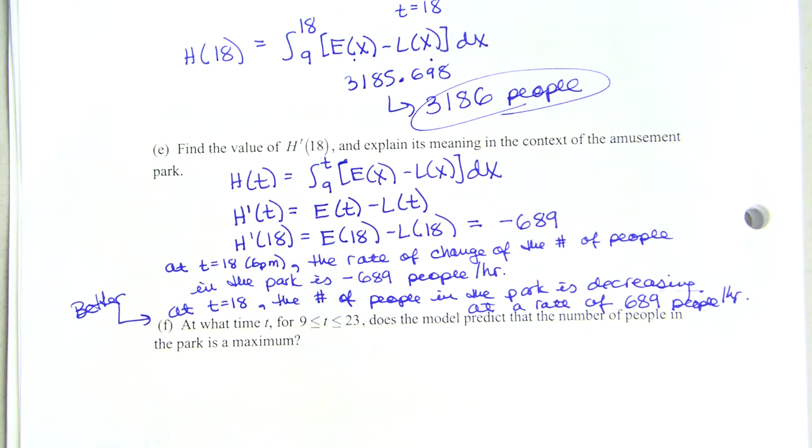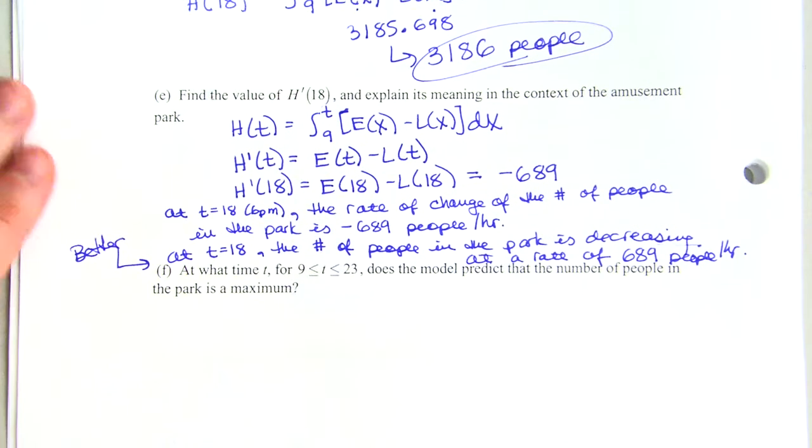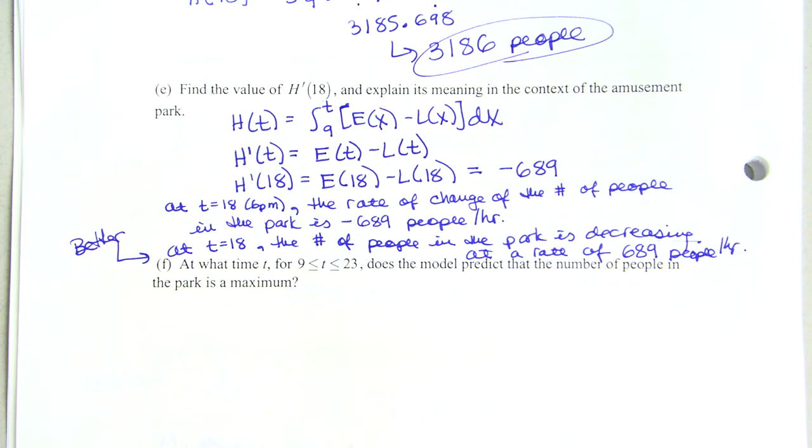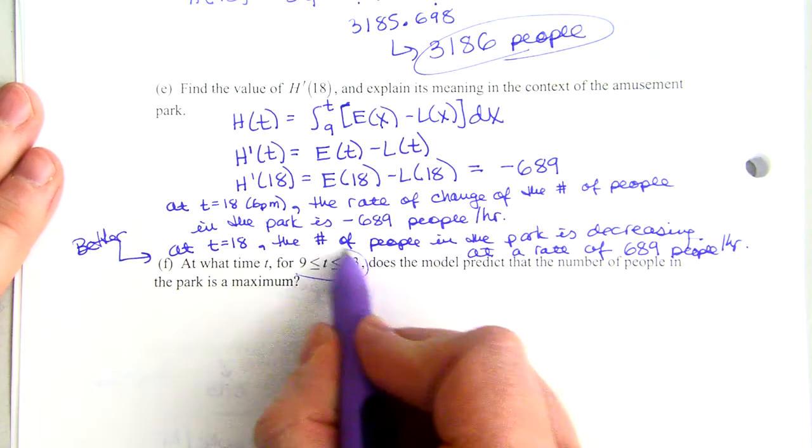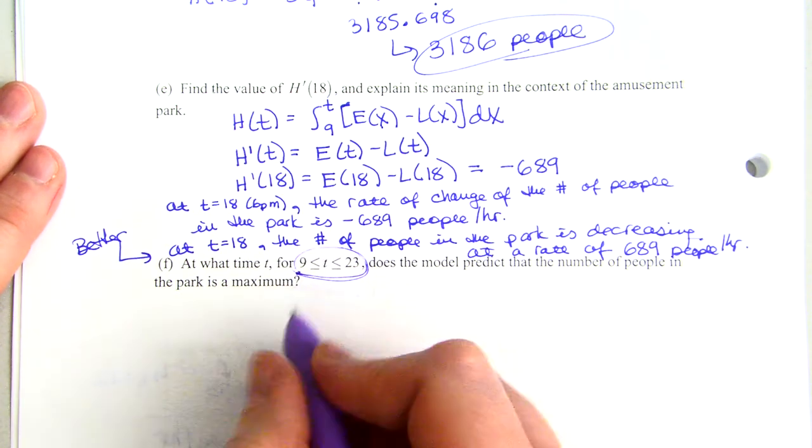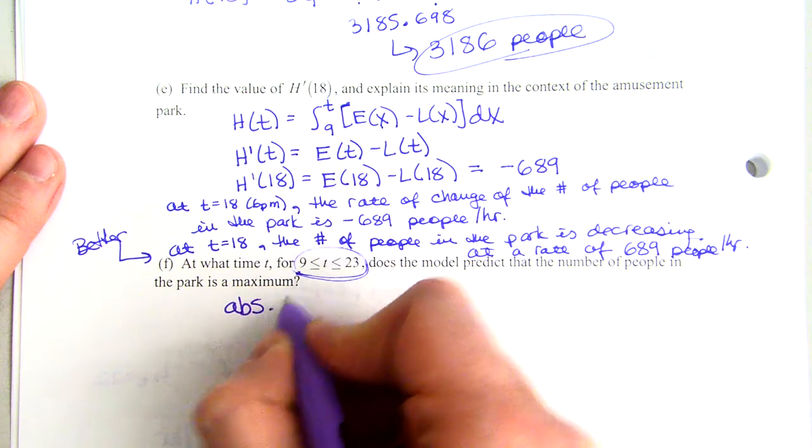Last thing we need to do. At what time does the model predict that the number of people in the park is a maximum? I want to do this over a closed interval. That means I'm looking for an absolute maximum.